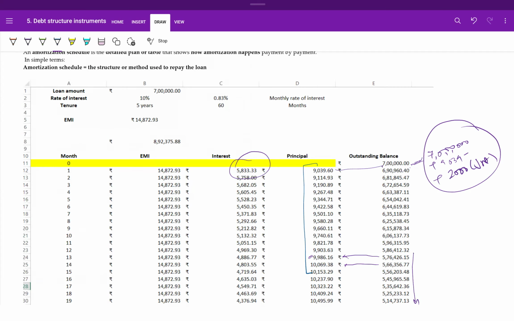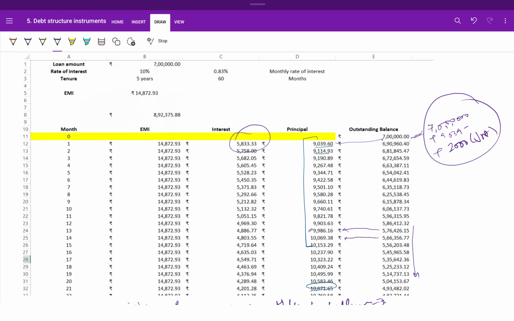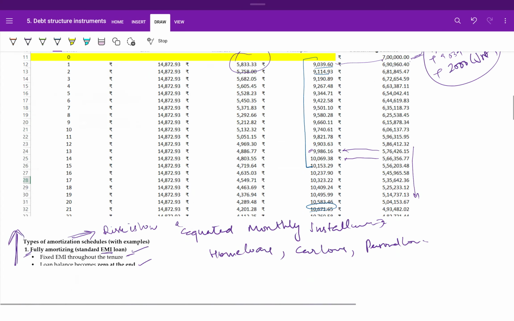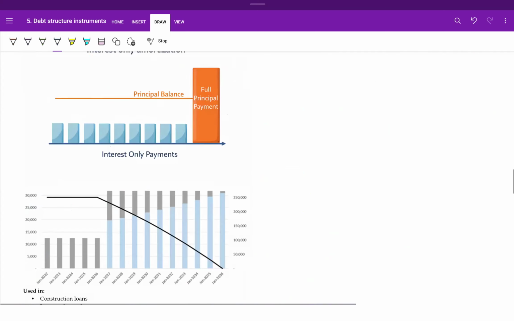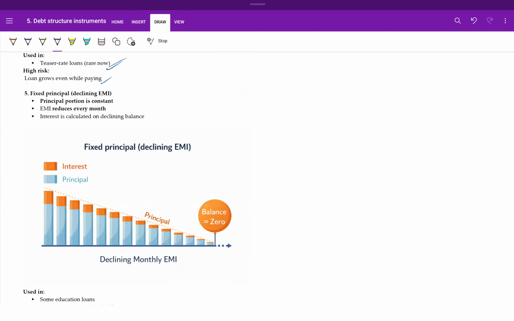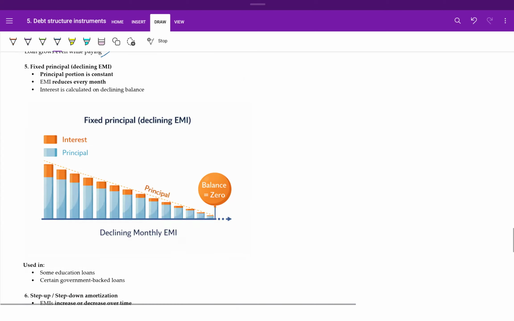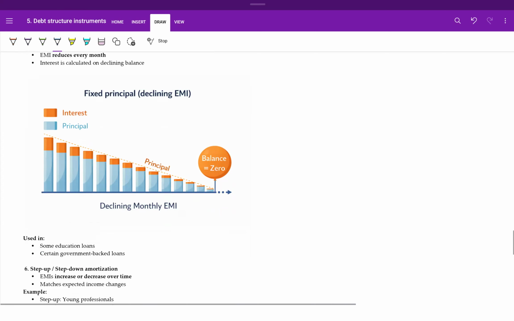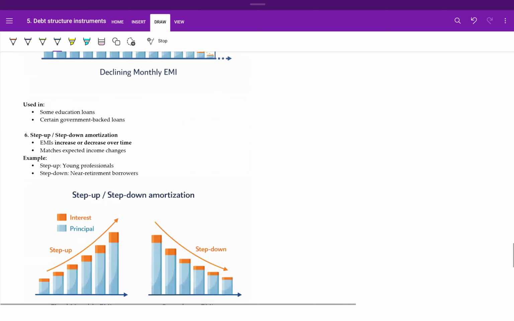Here I am assuming, let's say, 10,671 every month. The principal portion being paid off is going to be constant each month. The interest component is calculated on a declining balance, so the EMI reduces over time. That's how the principal is fixed. And then the step up and step down loan.